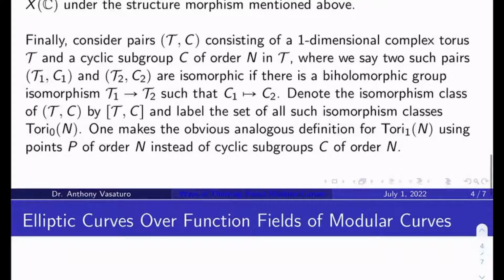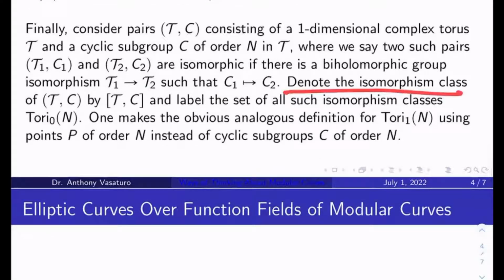And we'll say two such pairs, T1C1 and T2C2, are isomorphic if there's a biholomorphic group isomorphism from T1 to T2 carrying C1 to C2. It's the same way we define equivalence of enhanced elliptic curves, if you remember. We'll denote the isomorphism class of TC by bracket TC, and I'll label the set of all such isomorphism classes tori sub 0 of n.